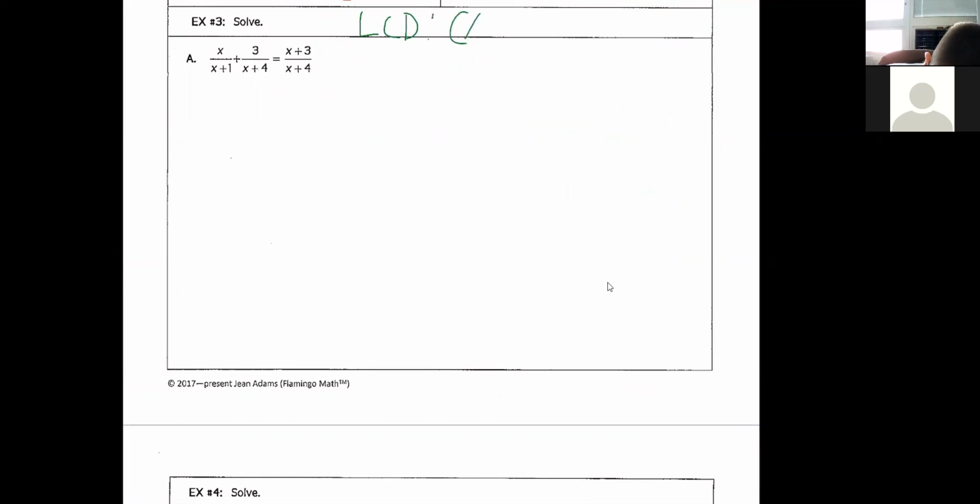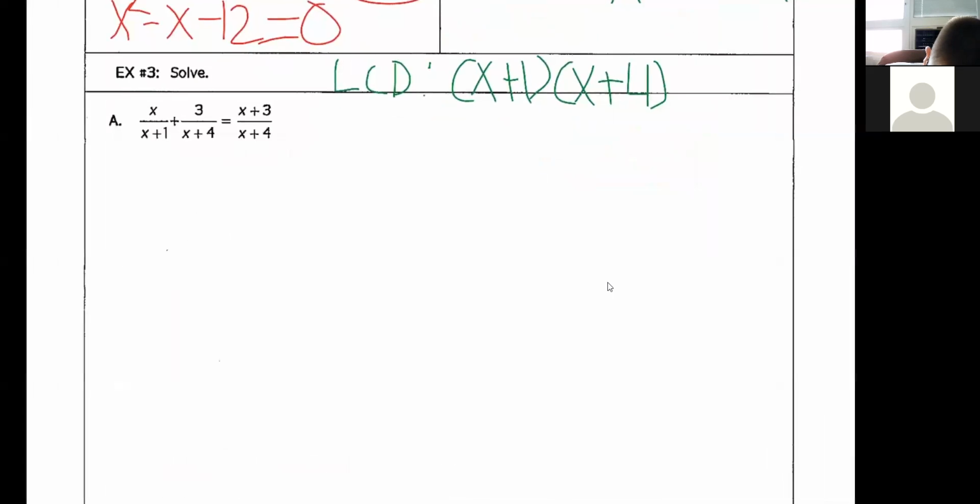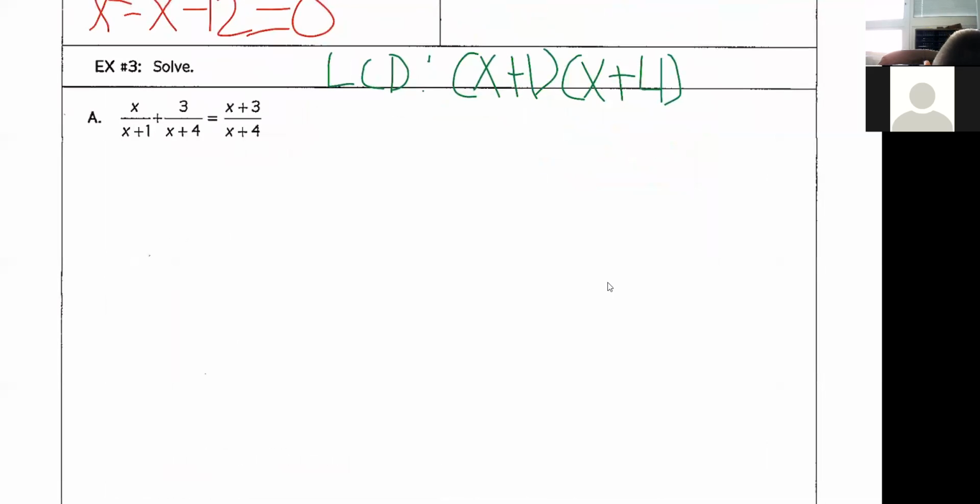we're going to have to get both the x plus 1 part and the x plus 4 part. So for this first fraction, I'm going to multiply it by x plus 4. For this middle fraction, I'm going to have to multiply it by x plus 1. For this last fraction, I'm going to have to multiply it by x plus 1 as well. So basically, my common denominator for all of these fractions is going to be this.